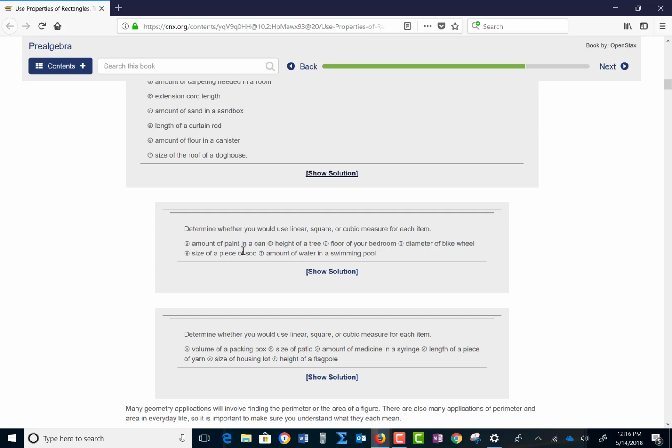And I want you to pause the video here, read through this example, and then click show solution so that you can determine if you understand the concept that we're talking about here. You have two examples that are here that you can do that with. So go ahead and pause the video, look at your book, and try to do those two problems.